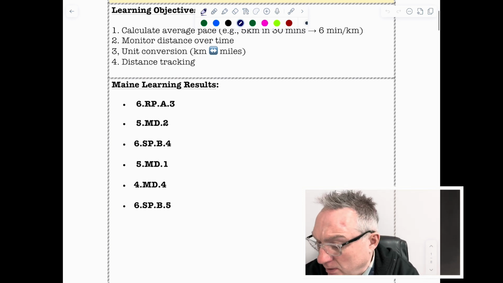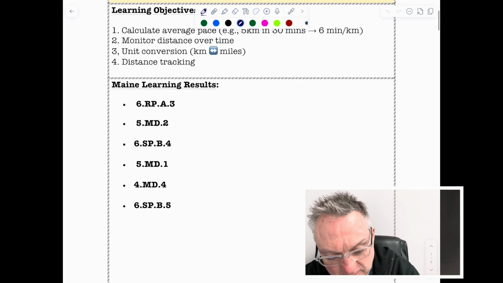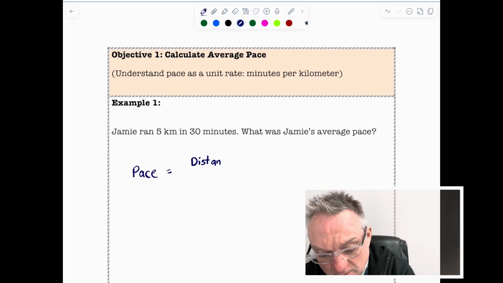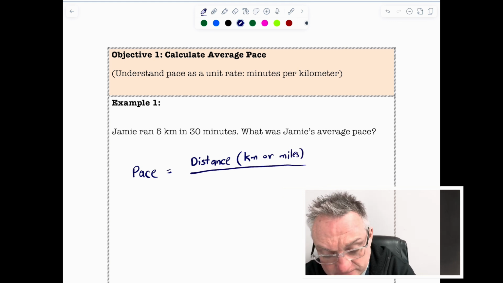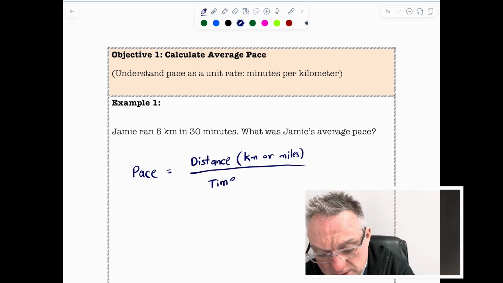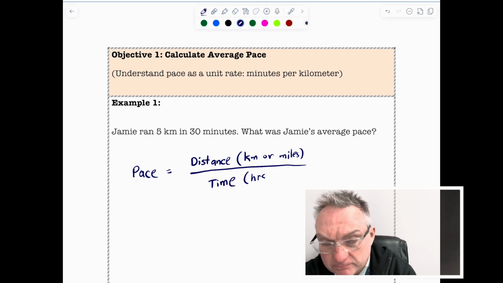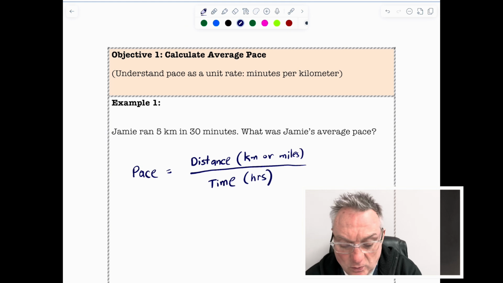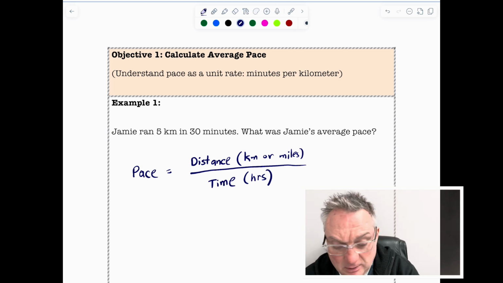And so we're going to use the basic formula that pace is equal to distance, usually measured in kilometers or miles, divided by the time. And again, that's usually in hours. Okay. Usually we do kilometers per hour or miles per hour. So in this example, Jamie runs 5 kilometers in 30 minutes.